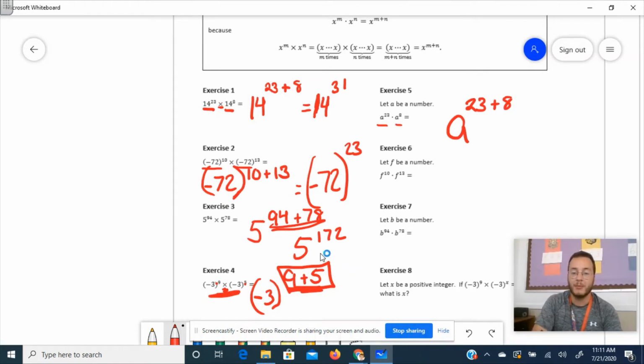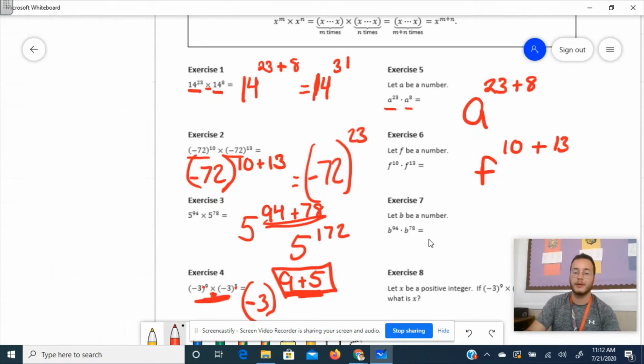Let F be a number. F is my base because they are the same base. 10 is my exponent plus, is that a 13? Sorry, guys. Let me see if I can zoom it in. 10 to the 13. That's a little better. Yep. Exercise 7, let B be a number. B is my base. They are the same base, so it will be 94 times 78.